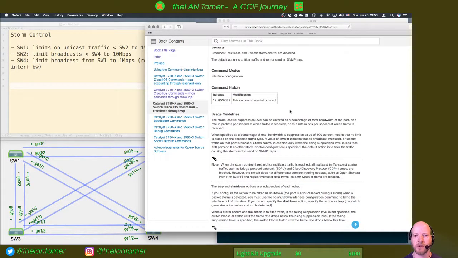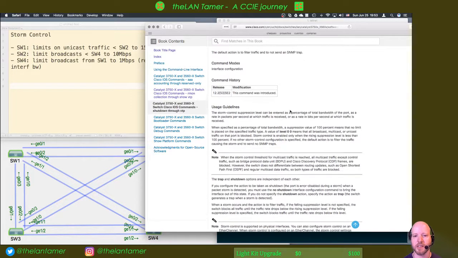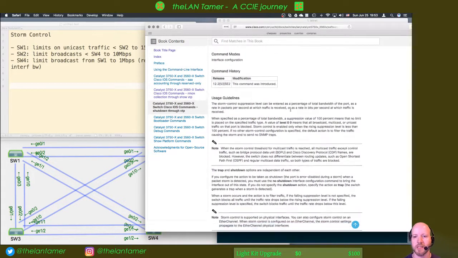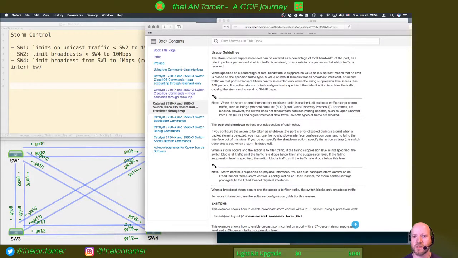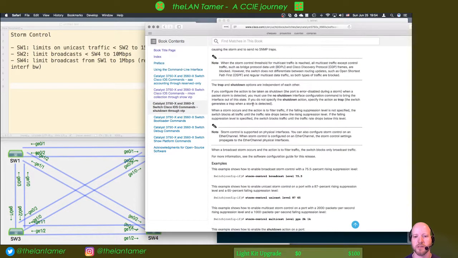Defaults are disabled, of course. The default is to filter and not send an SNMP trap. Suppression can be entered as a percentage of total bandwidth of the port, a rate in packets per second, or a rate in bits per second. We're doing all three. When you specify a percentage, a suppression value of 100% means that no limit is placed. A value of 0 means all, of course.